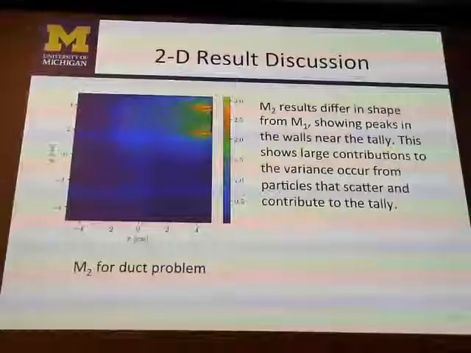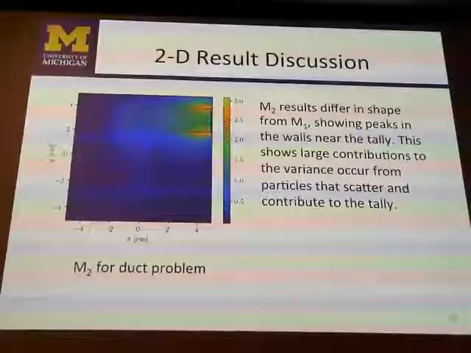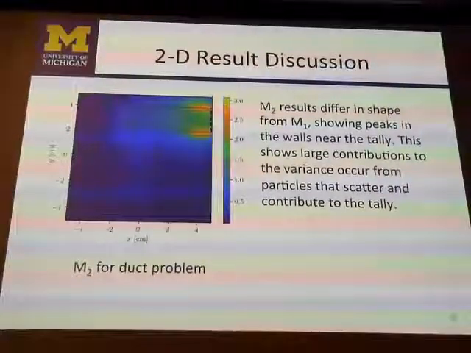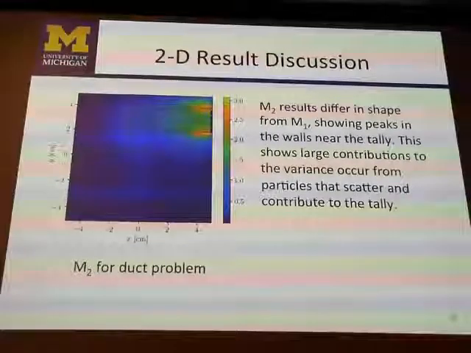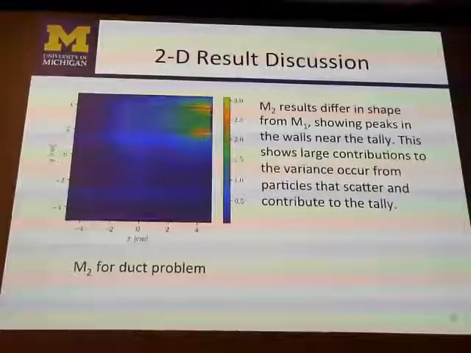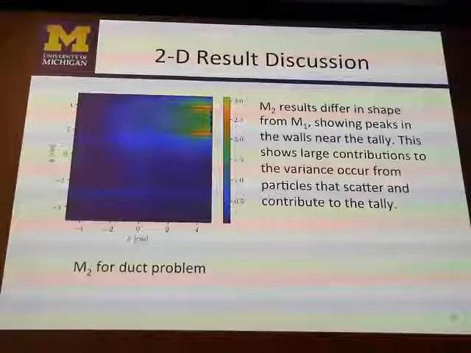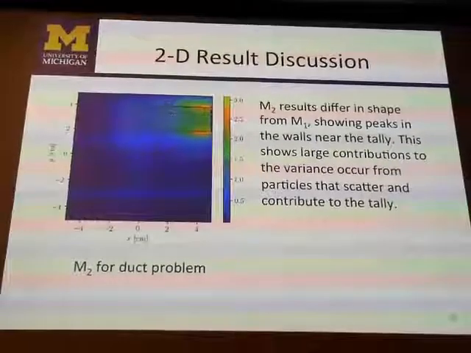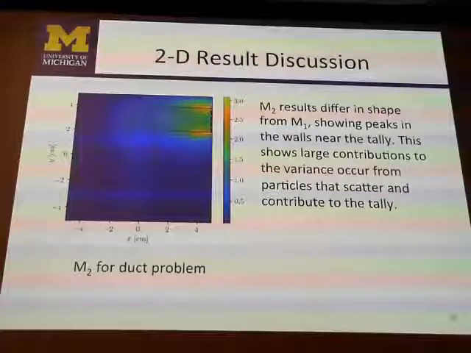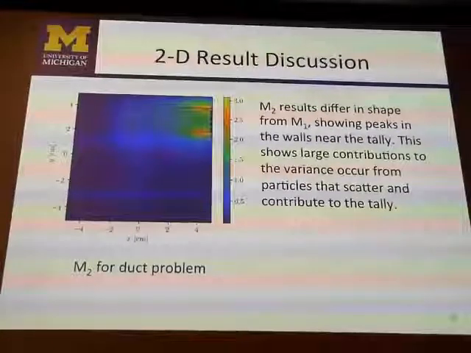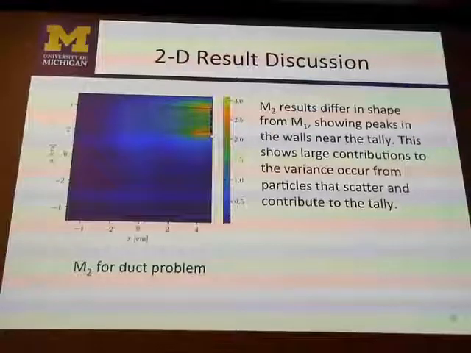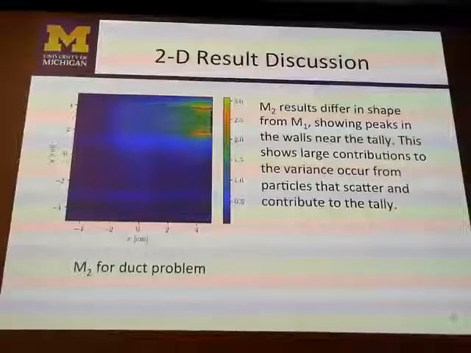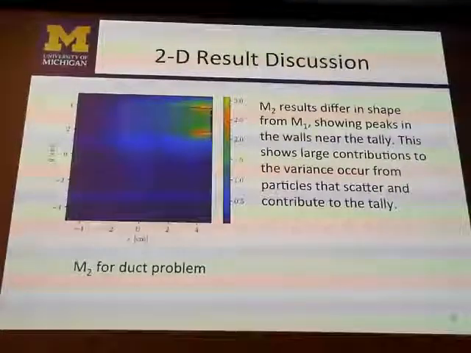Now what these are telling us is where the variance is coming from. It turns out in this problem, you get very large contributions, large relative to your average, for particles that happen to scatter right near the edge, right near the lip of this duct. We'd like to try to eliminate those contributions. So it tells you where the problem features are in our variance reduction scheme. You can use this information to do further optimizations by other techniques to smooth these peaks out. So that's what M2 is telling us: where is the variance coming from?